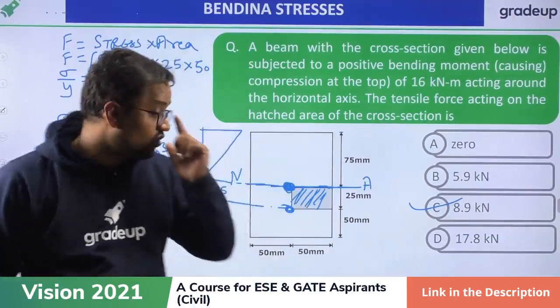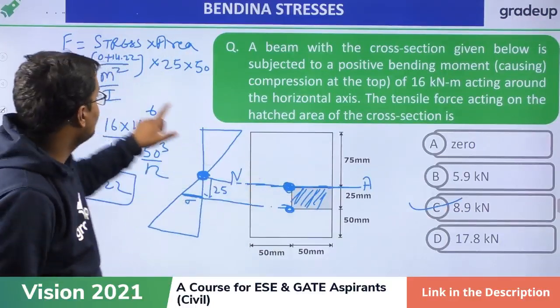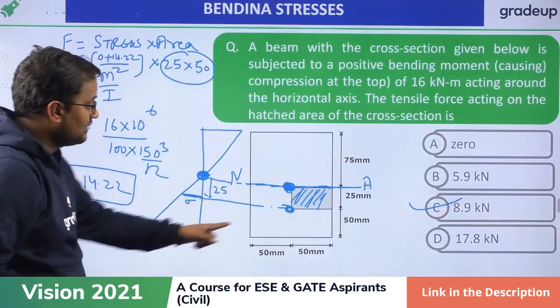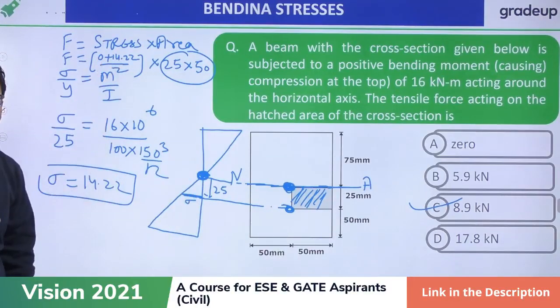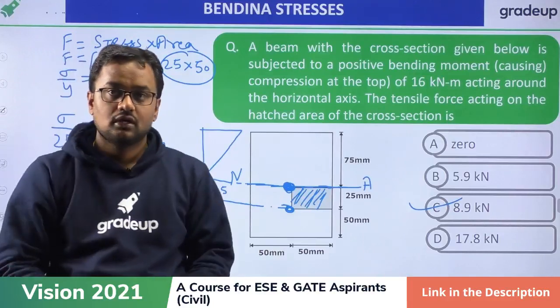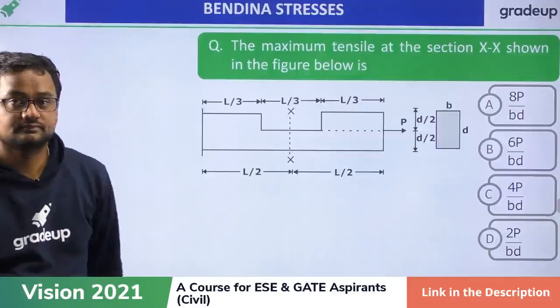I want to calculate the force on this region. The area is this much, and the stress below is 14.22, above is 0. So the average is 0 plus 14.22 by 2. Now do this question.